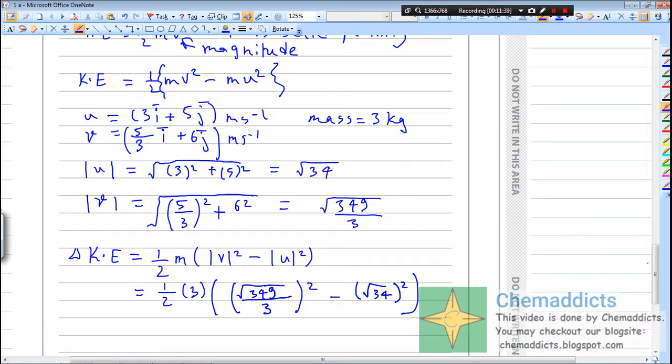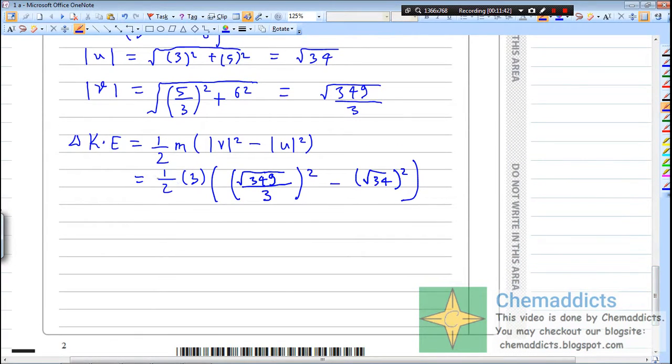If we work this out, we will end up like this. So half, why am I writing this as 3? This should be 2. Once again I have made a mistake. Okay fellas, sorry fellas. Let's get back to the topic. If we square this up, we end up with this, divided by 9 minus 34.